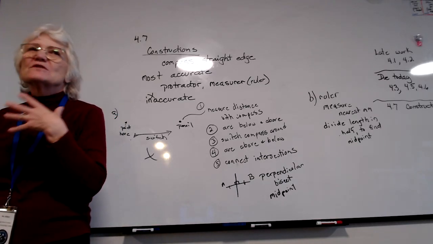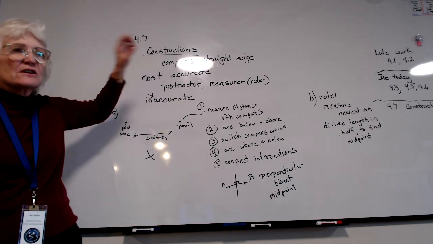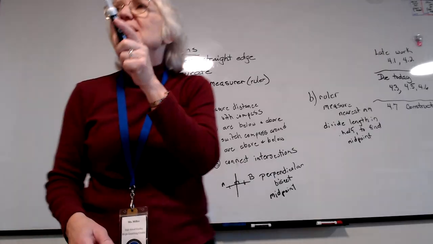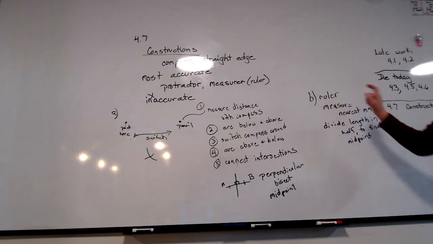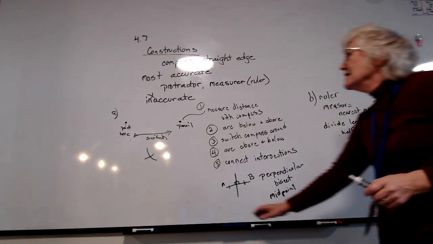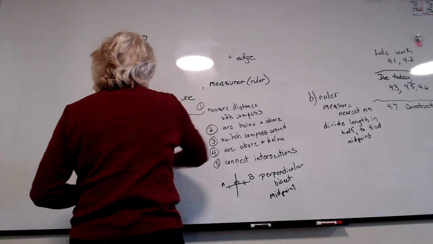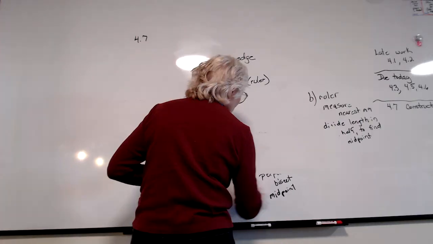Okay, so there's errors in both ways, but this, if you have a good compass, it will be the most accurate. And it gives you a perpendicular bisector, which you do not get with a ruler. Okay, so those are kind of just the review of what we've done up to this point, or one of the things we've done up to this point.